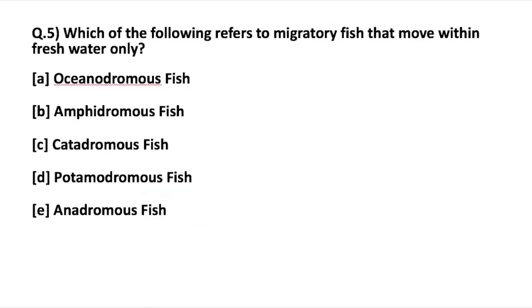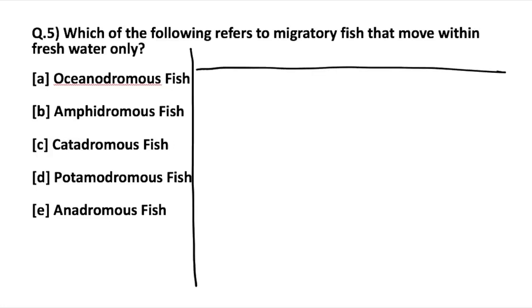The last question is, which of the following refers to the migratory fish that move within fresh water only? So we'll be discussing each one of these categories and then we'll come to the answer of this question. So I'll divide this in 3 portions. The first one being the movement, next is the breeding ground, and third one being the example.